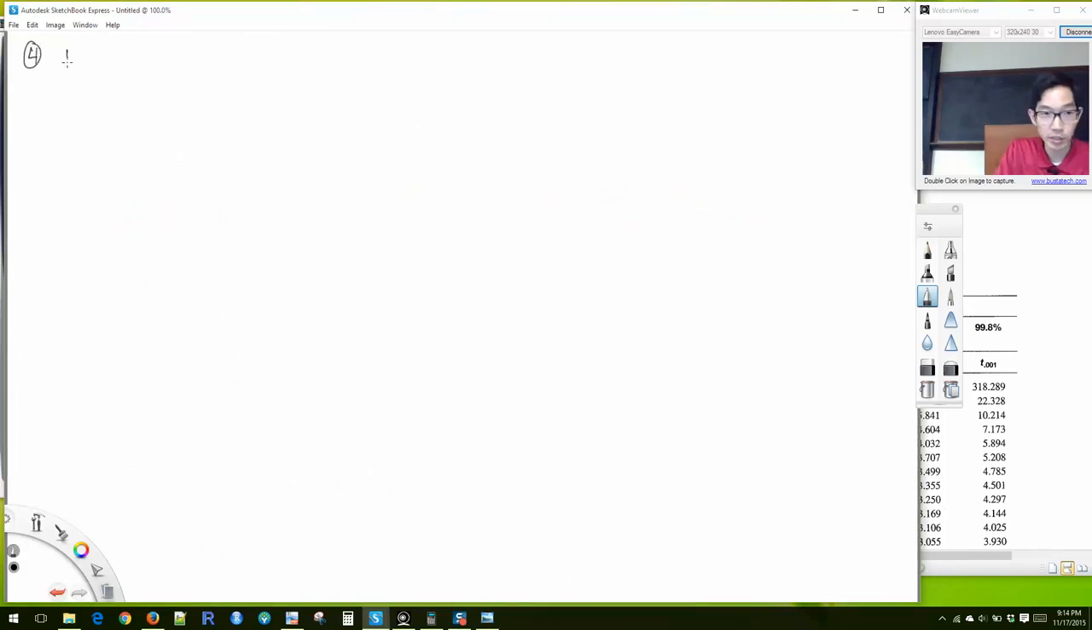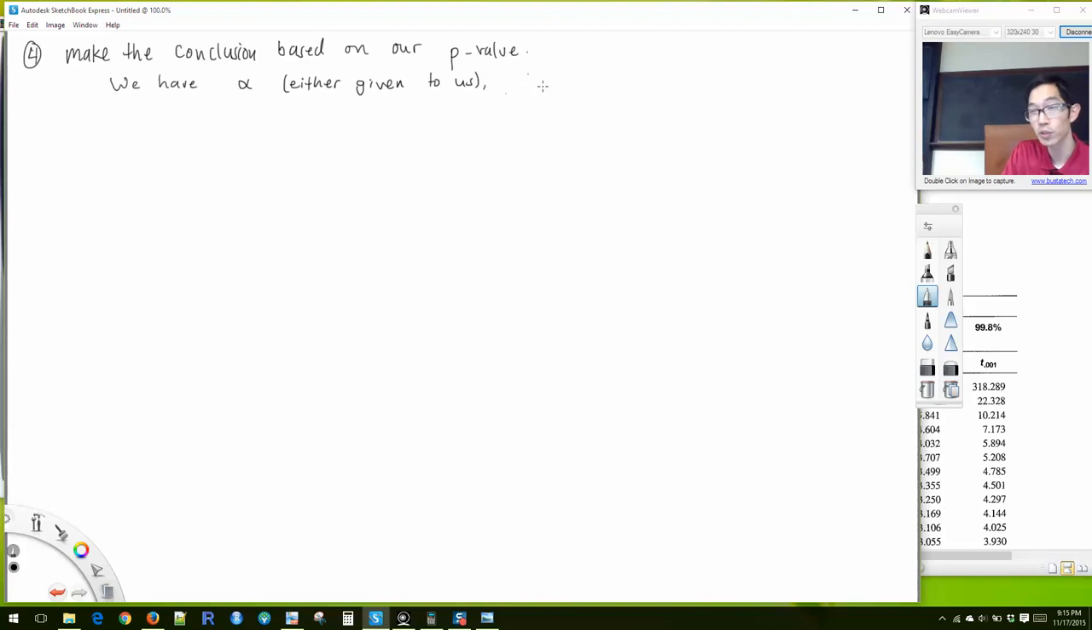Lastly, we're going to make our conclusion based on our p-value. In the previous step, we got our p-value, and we will have an alpha, either given to us, or if it's not given to us, what do we assume alpha is equal to? Assume alpha equals 0.05. If the p-value is less than alpha, what do we reject?